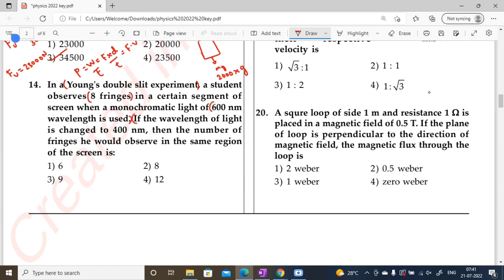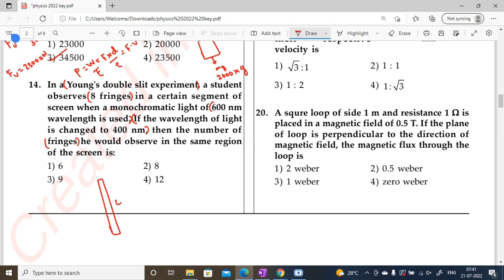And if the wavelength is changed to 400 nanometer, find the number of fringes formed. A very ideology-based question, very simple ideology here. So if I take this to be the screen, and let us take the total length of the screen to be L, and we can say there are 8 fringes formed.